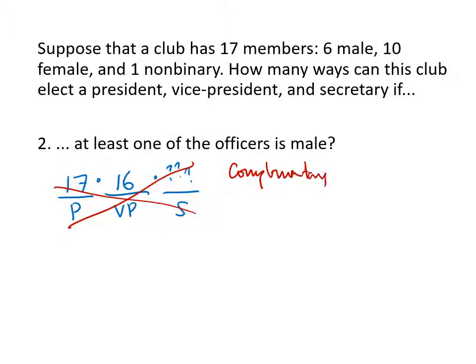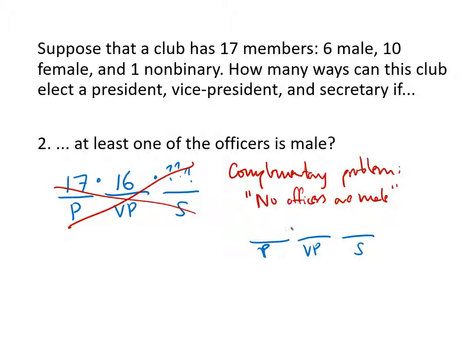And the complementary problem is the problem where we count the opposite of what we want. In this case, the opposite of at least one officer being male is no officers are male. And that's going to be relatively easy to count. So if we think about the president, the vice president, and the secretary, if we're not allowed to choose any males at all, well, we have 17 total people, 6 of them are male.